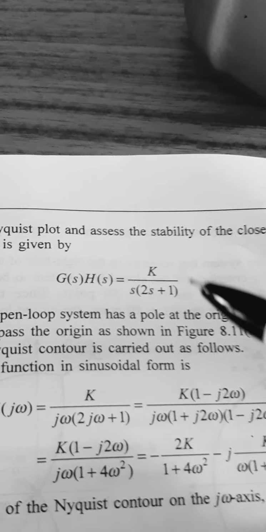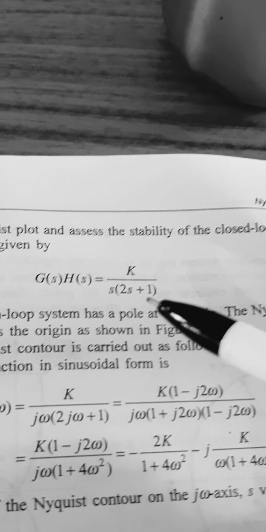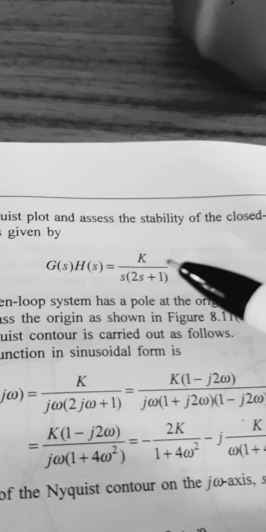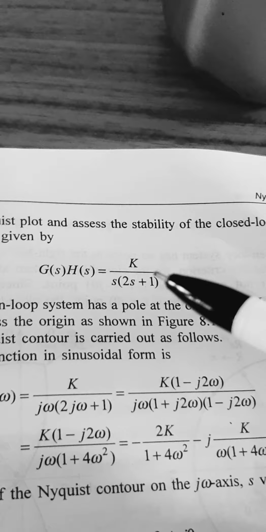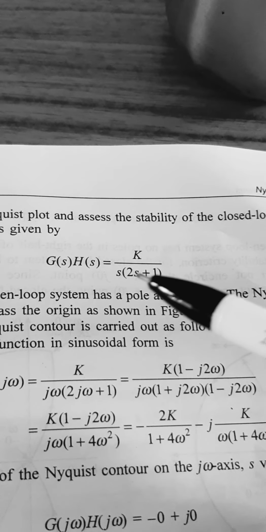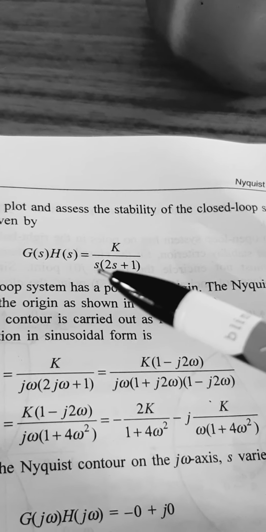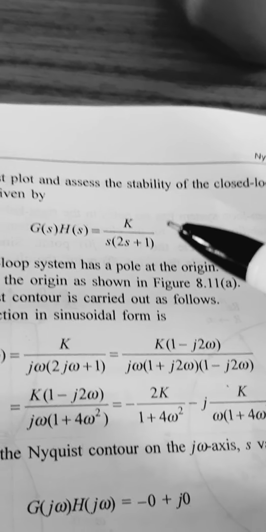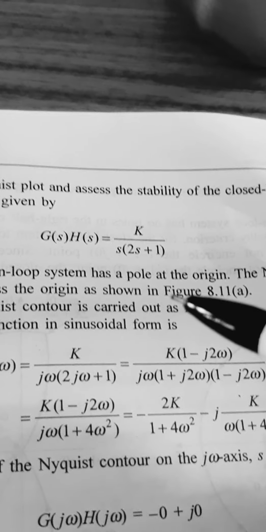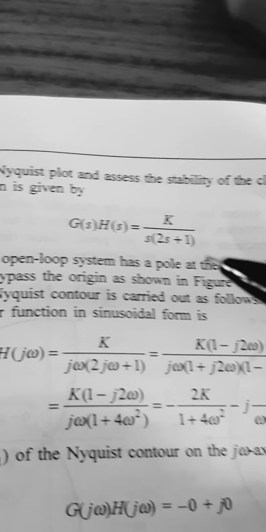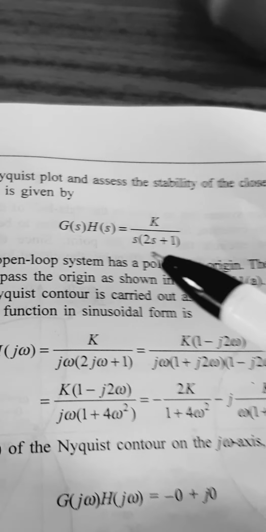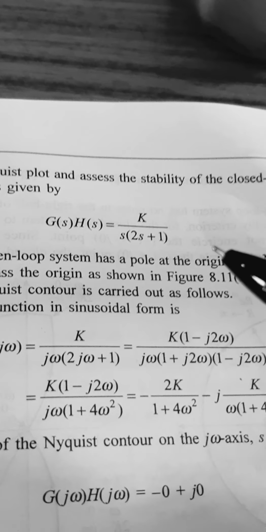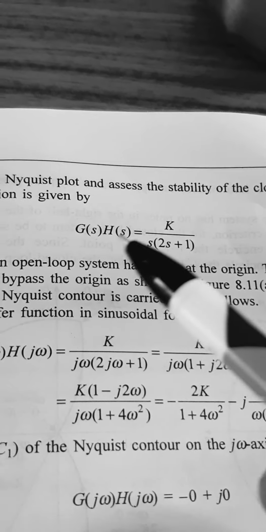Now when you are analyzing this open loop transfer function, there is no zero, since there is no s term in the numerator. There are two poles. One is at s equal to 0, that means it is in the origin, or on the imaginary axis. Don't confuse it. Then the other is 2s plus 1 equal to 0, that means s is equal to minus half.